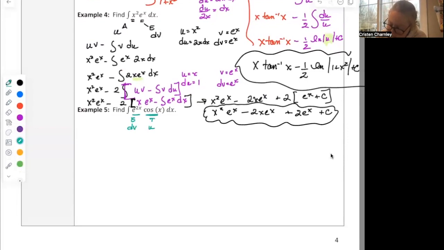So remember, we're using LIATE. We've got exponential and we've got trig. These are both as far right as you can go. I think that's going to present an issue for us. I think that's what this example is going for, but let's give it a go. Let's do what we would normally do. So u is the cosine of x.